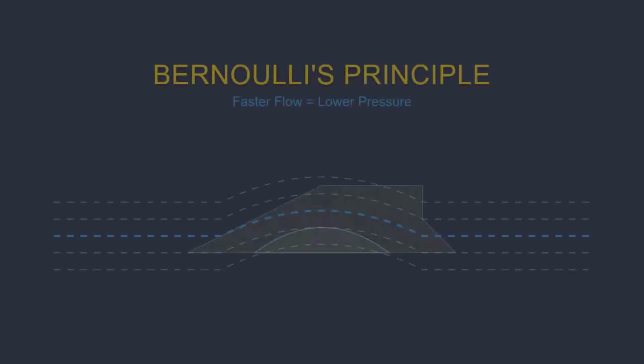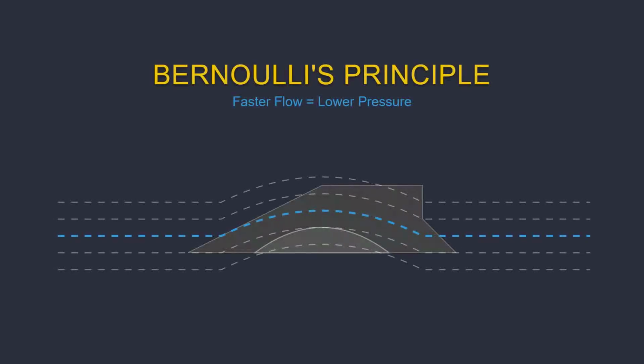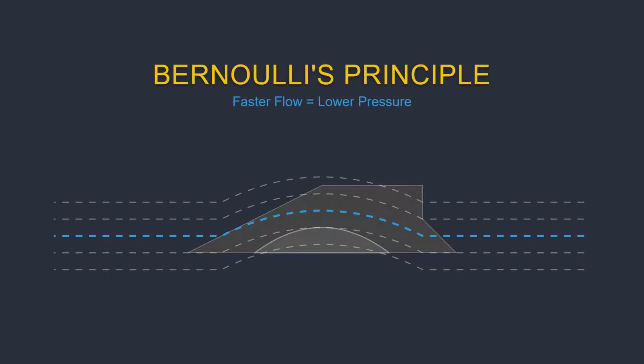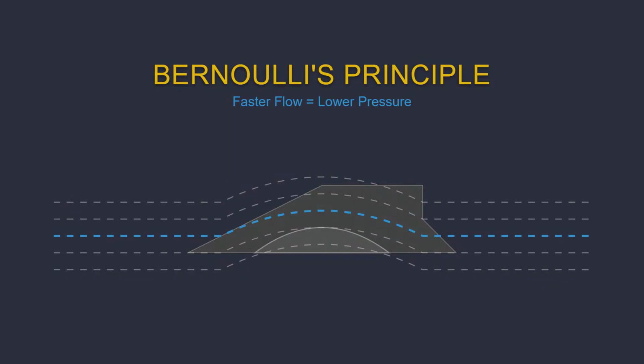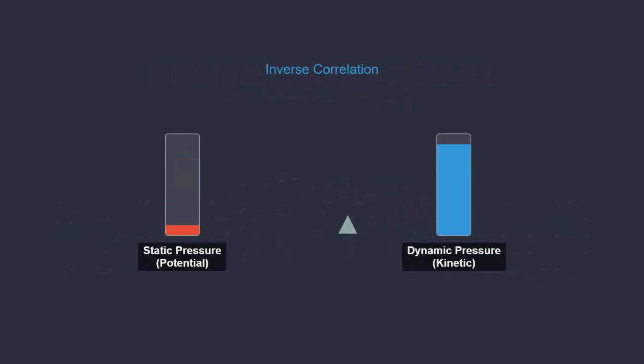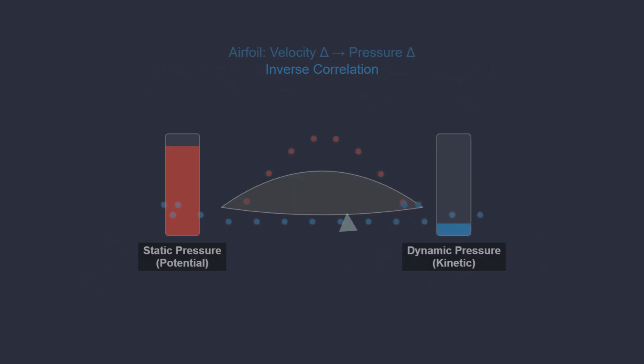How does a massive aircraft defy gravity? The answer lies in a counterintuitive fluid dynamic principle. High velocity flow correlates inversely with static pressure. Static pressure is the thermodynamic pressure exerted by the fluid, representing potential energy. Dynamic pressure, conversely, represents the kinetic energy of the moving fluid.